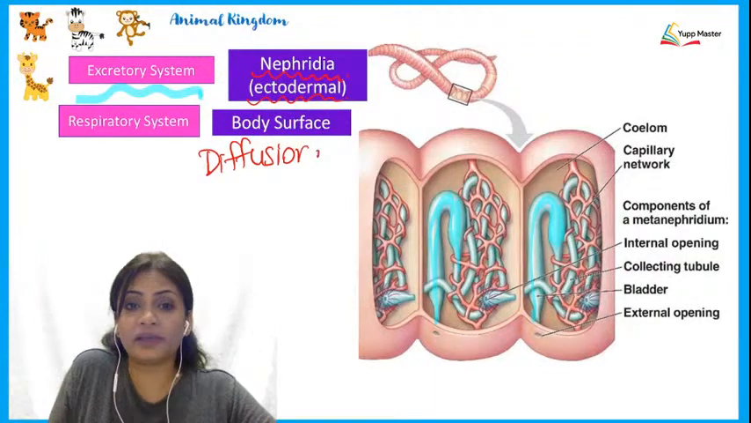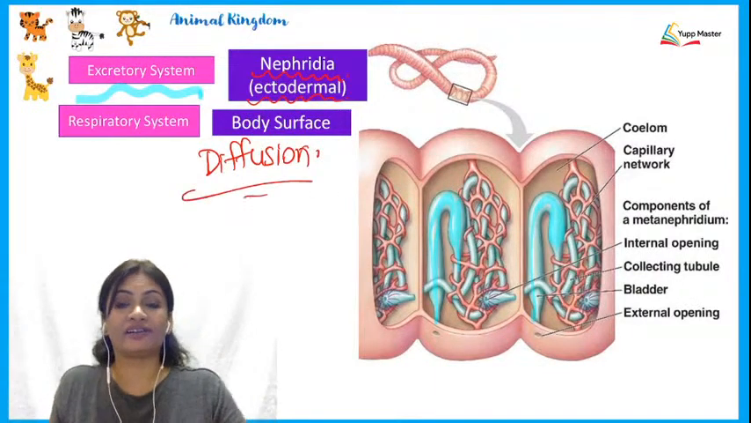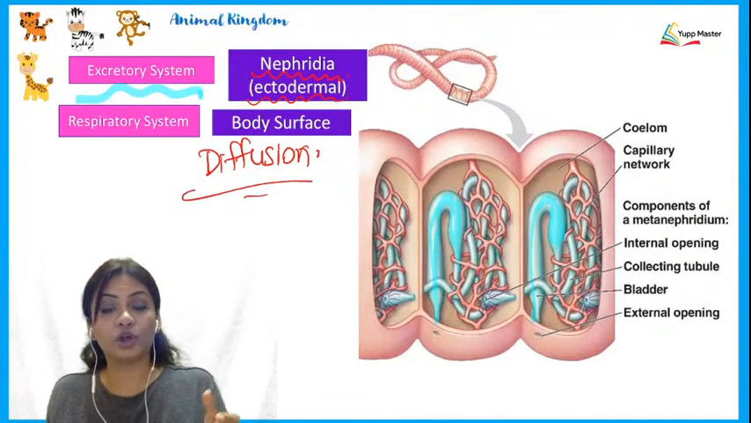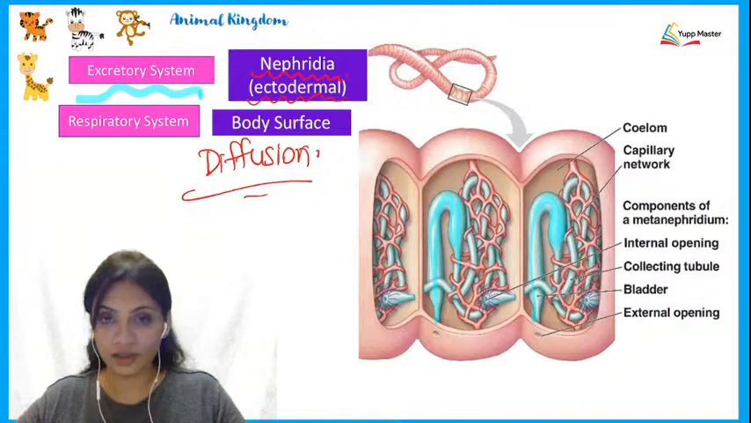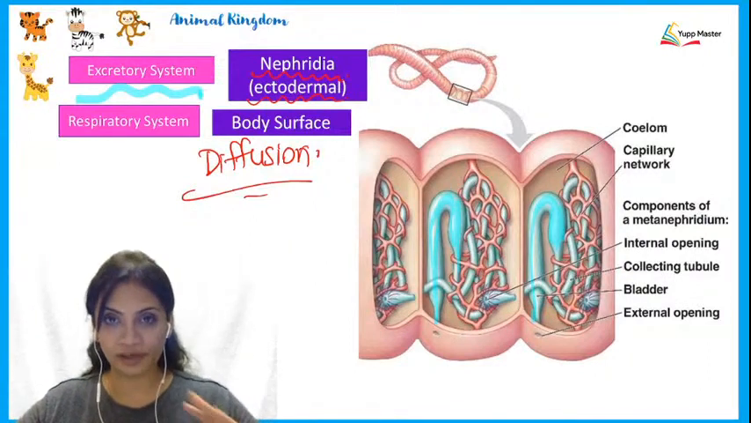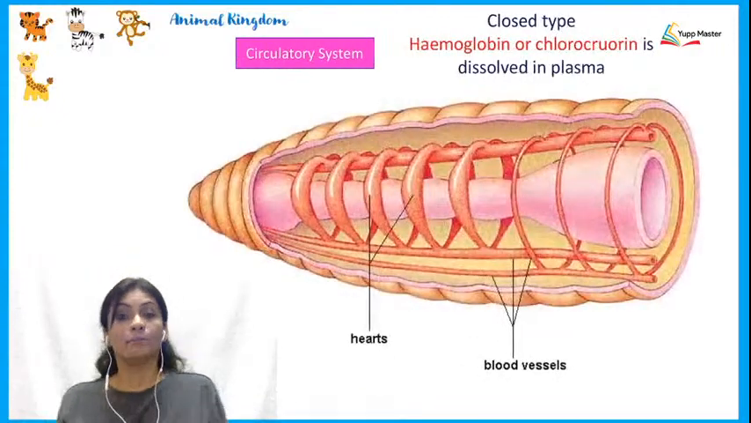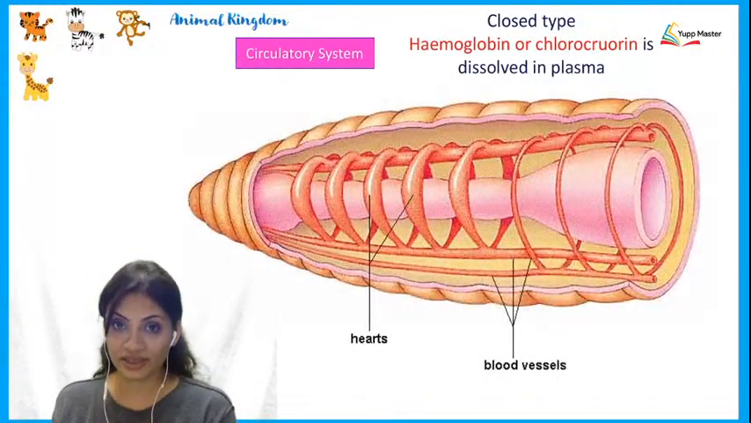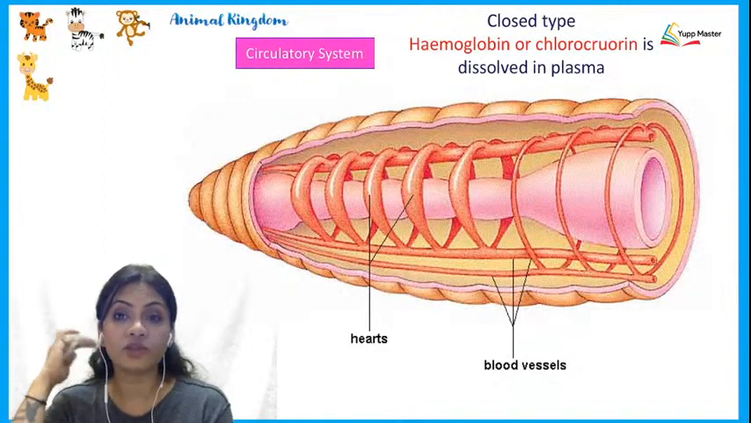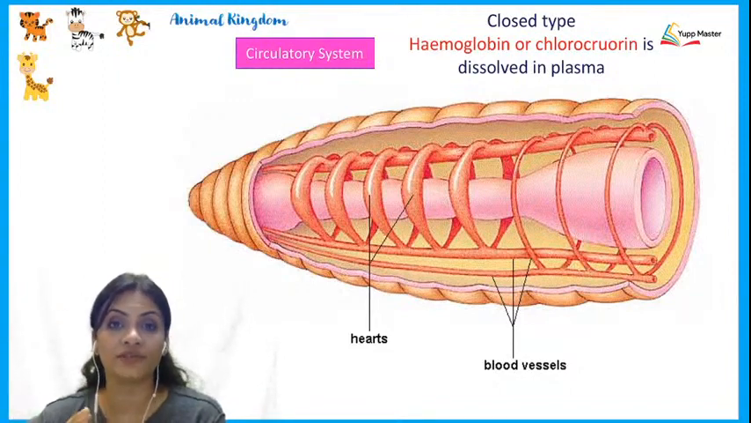Alright. So respiration, there is no different respiratory system. You would not be finding any organs like lungs or anything, but the whole respiratory system is being done by the body surface itself. Okay. Moving next to the circulatory system, these are the animals which have a closed type of circulatory system.